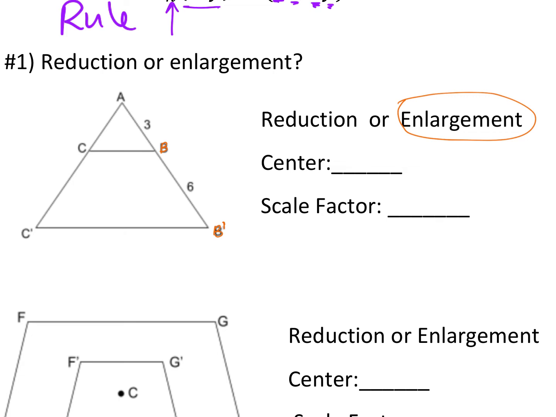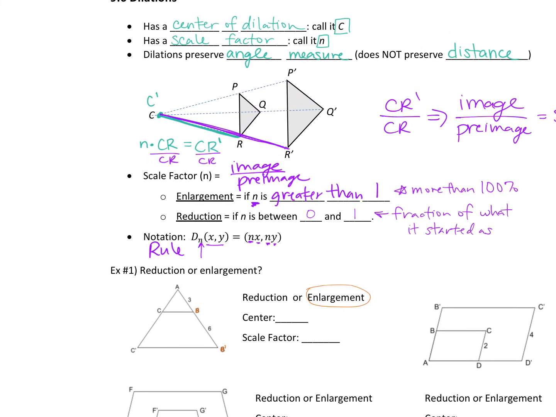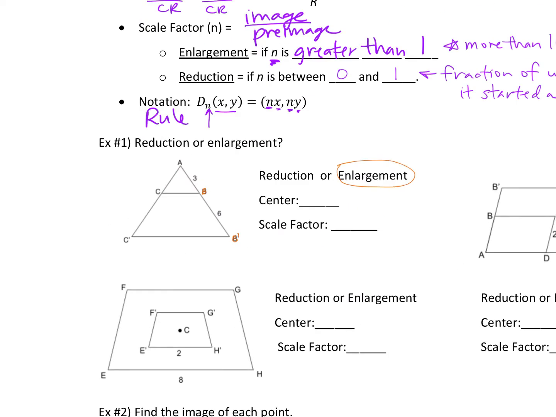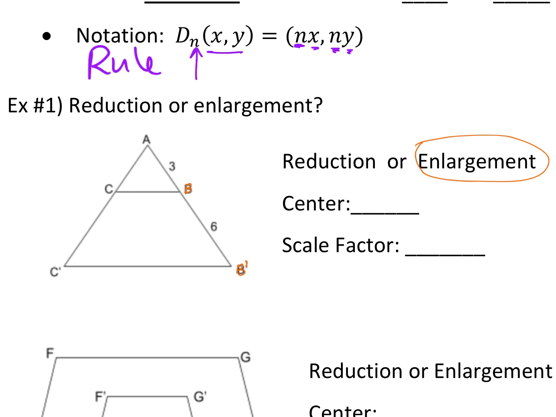Anyone know the center of dilation? What point are you dilating around? A. It's your A, right? A didn't change. Remember, our center of dilation is not going to change. So C became C prime. In this case, A is also A prime. Okay, so your center of dilation is the point A.